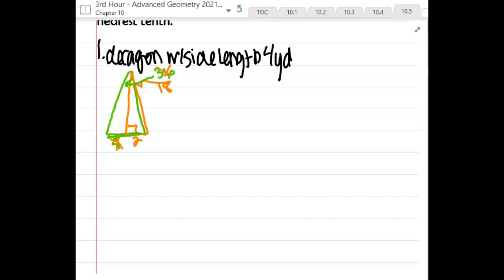What I need in order to find the area of a polygon, I need the perimeter, which I'll be able to find, but I need the apothem. The apothem is going to be the one that goes from the center straight out to the side. It's going to be that side that has the right angle. This is the apothem that I'm looking for.